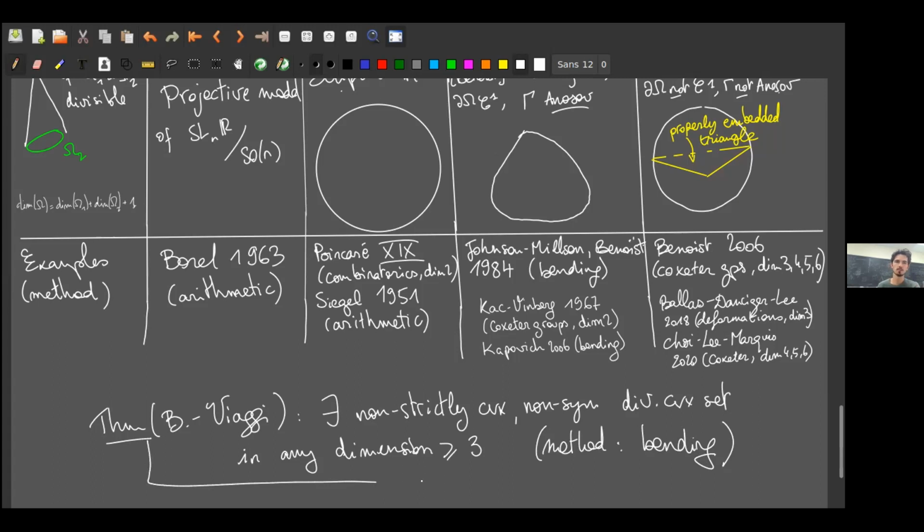So my goal for the next talk is to talk about this bending construction and show nice pictures. Thank you for listening. I hope you found this topic interesting enough that you're going to listen to the second talk.